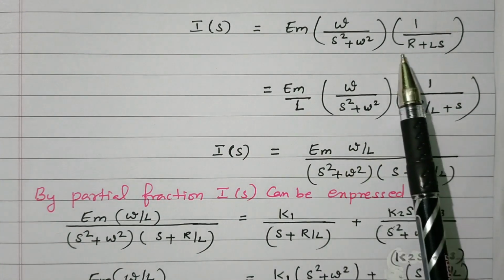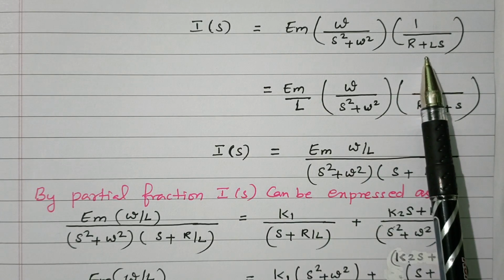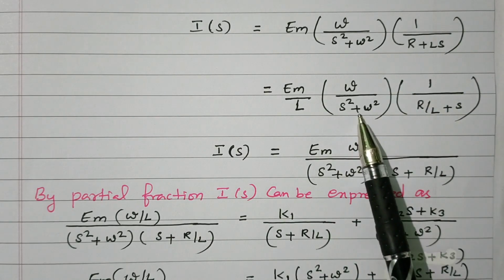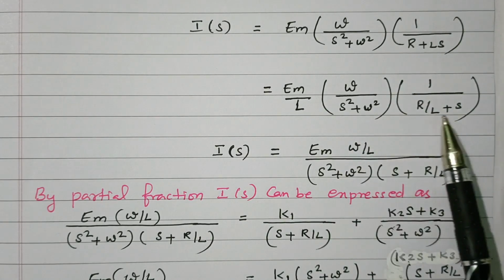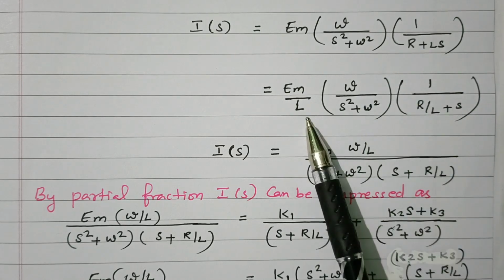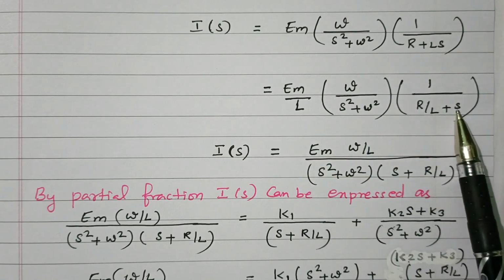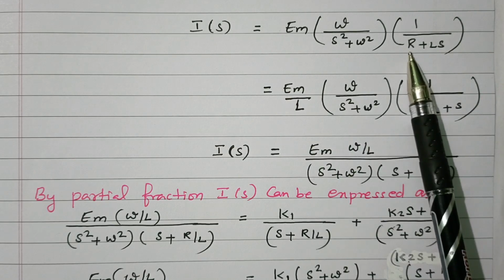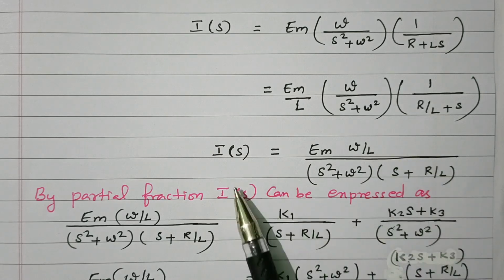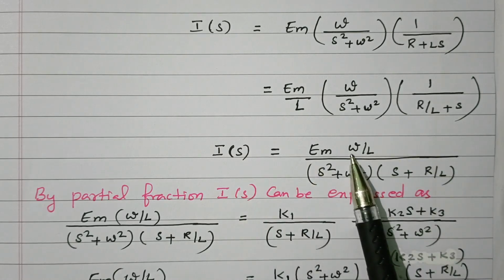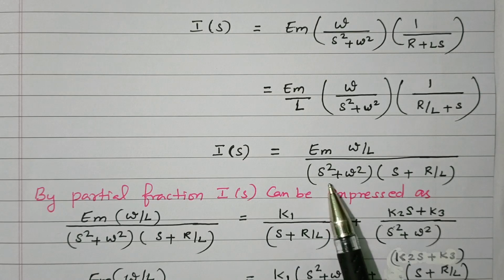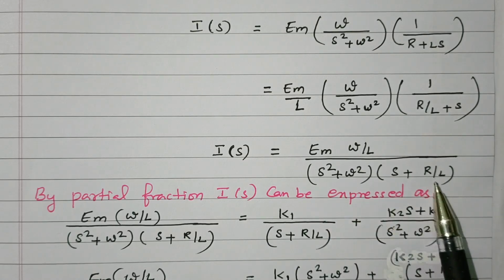You take this L outside. Now we are going to take the inverse Laplace. In that, what we need is the standard form. Here S square plus omega square is available. Similarly here we need S plus A, S plus B, like that. But here L is available, so L is taken outside. While taking L outside, it is S plus R by L. S into L, L is taken outside, but here L is not available, so it is divided: S plus R by L. So we can write it as I of S equal to Em omega divided by L, divided by S square plus omega square as one term, and S plus R by L as one term.